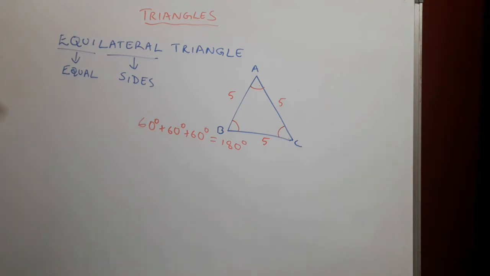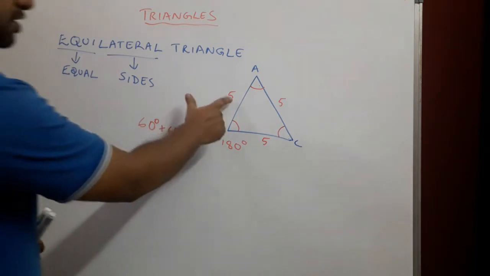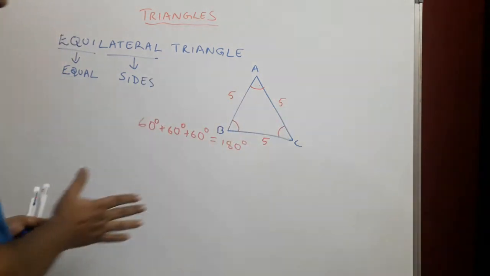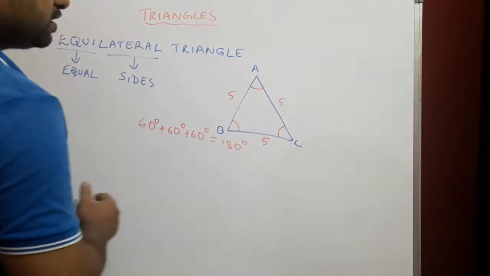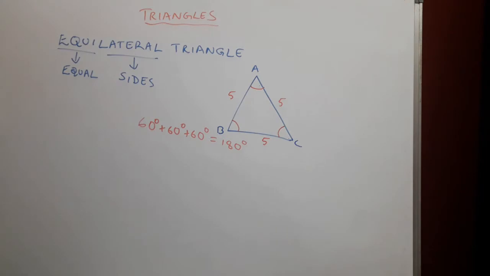So remember, in an equilateral triangle, the three sides of a triangle will always be equal, and the three angles of that equilateral triangle will also be equal.